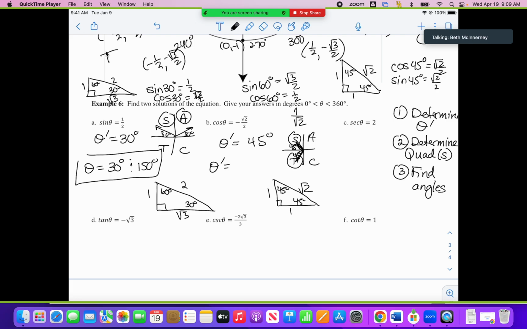Subtract it. Now, don't worry, we still need the adding because that's going to take me into the third quadrant, which I need as well. Okay? So what would be your two angles then? 225. 225 is the third quadrant. What's the one in the second quadrant? 135.